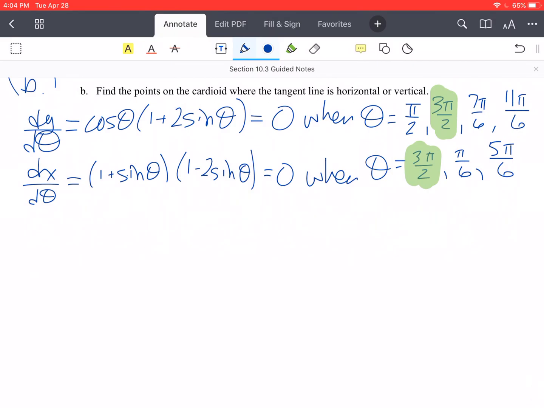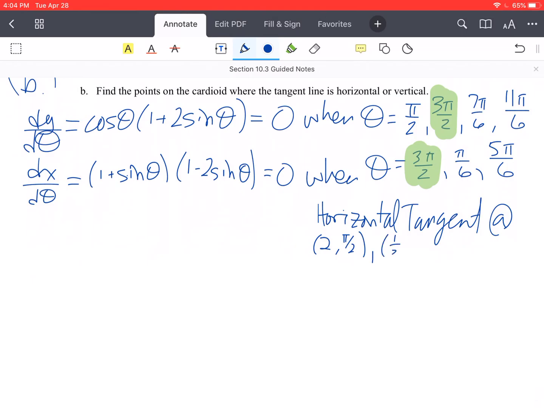So our horizontal tangents at the points. So corresponding radius values, we can go back and get those from the cardioid, but that's at pi over 2. So 2 comma pi over 2, at 1/2 comma 7 pi over 6, at 1/2 comma 11 pi over 6.